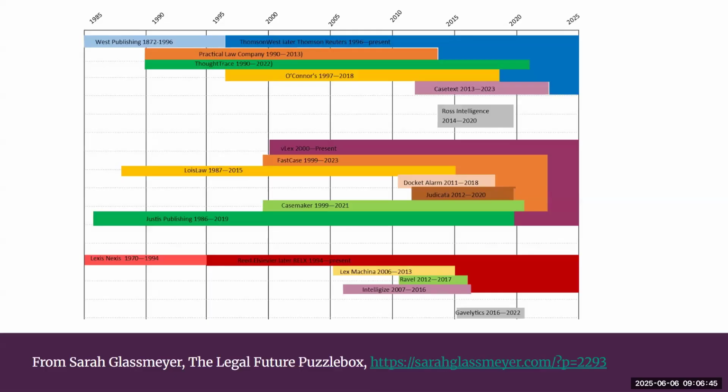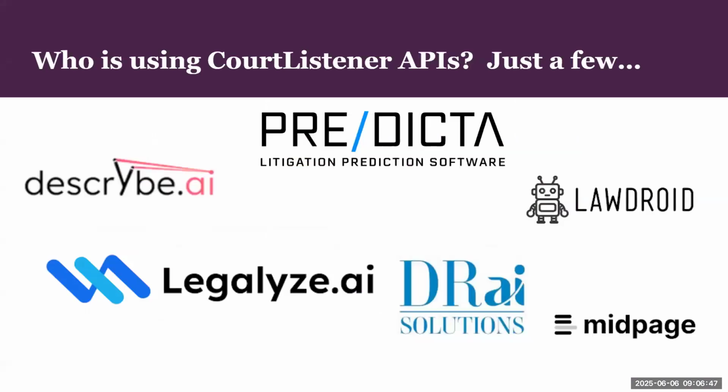So go to the next slide. These are just a few of the people who come to Free Law Project and say, can we use your data? And they're doing really cool, innovative things. Like Describe, it's free right now. And they are doing case summaries of every single case in their database.